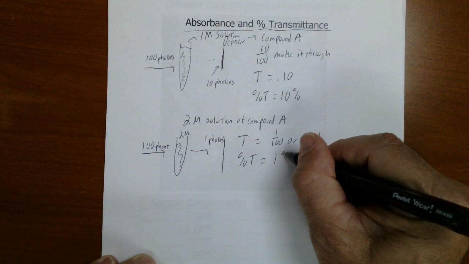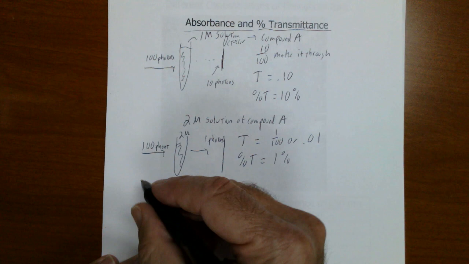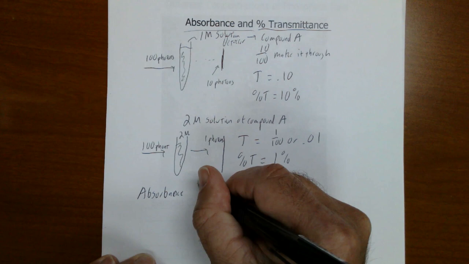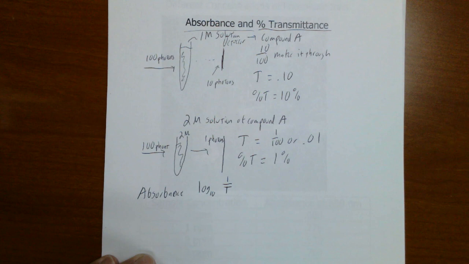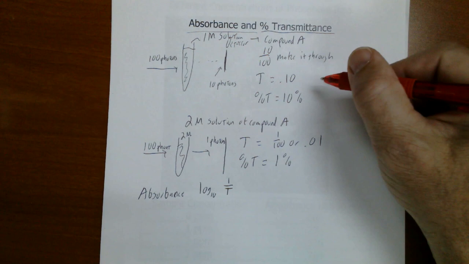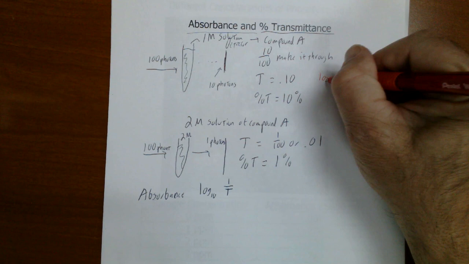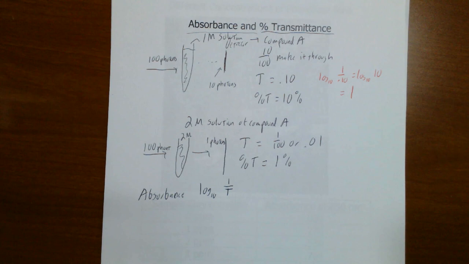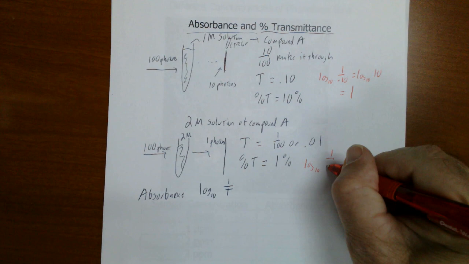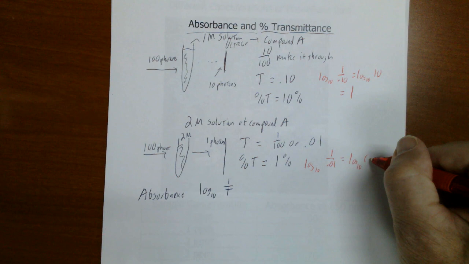Okay? Well, let's talk about the absorption unit. Okay? So absorbance is defined as the base 10 log of 1 over the transmittance. And that's the decimal equivalent of the transmittance, not the percentage. Okay? So let's calculate what the absorbances are of these two hypothetical solutions. So if I take the log base 10 of 1 over 0.1, that's the same as the log base 10 of 10, right? And so the log base 10 of 10 is just 1. Okay? Let's say I take the log base 10 of 1 over 0.01. That's the same as the log base 10 of 100. Okay? And that is equal to 2.